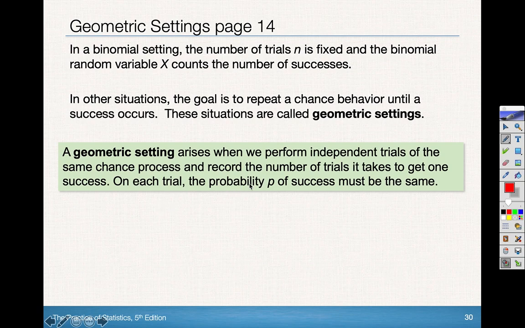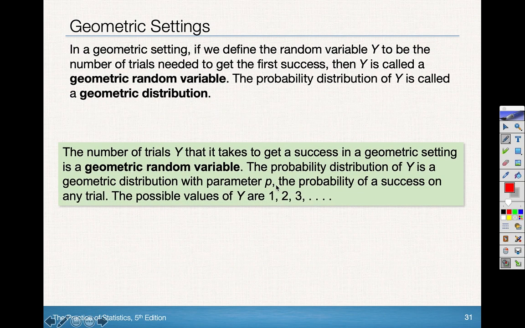On each trial, we still have a fixed probability. Just like the time we had this slide, if you think about one geometric random variable, if we define a random variable y to be the number of trials needed to get the first success, y is the geometric random variable. The distribution of all y's is a geometric distribution. The probability distribution of y is a geometric distribution with parameter p, the probability of success on any trial, and the possible values of y.